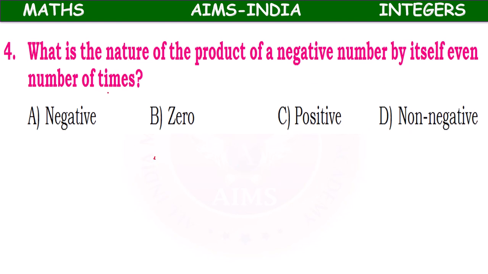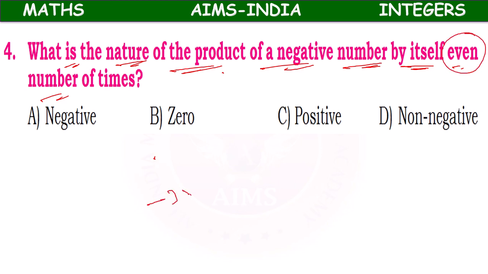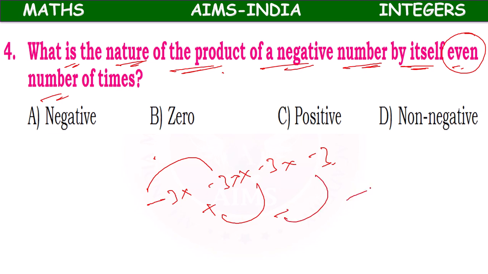Next. What is the nature of the product of a negative number by itself an even number of times? In the previous question they asked odd number of times, but now they are asking even number of times. Minus into minus, plus. Plus into minus, minus. Minus into minus, plus. Means if a negative integer is multiplied by itself an even number of times, then the result will be a positive integer.